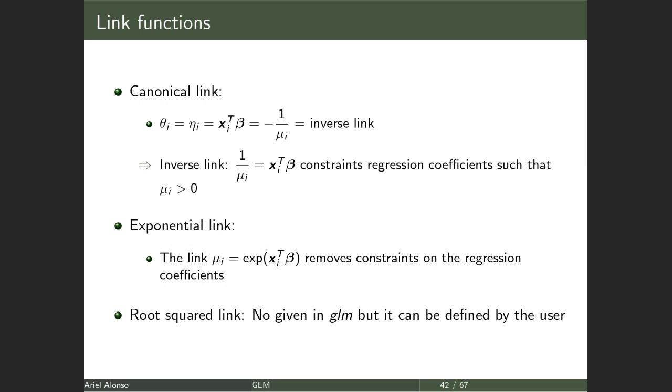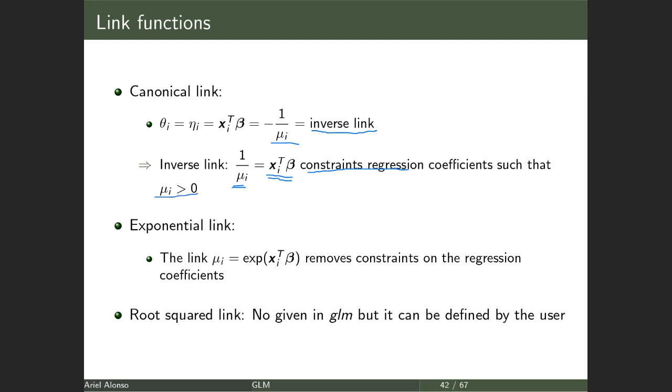The canonical link for the gamma distribution is just the inverse of the mean, minus the inverse of the mean. That will give you the canonical link. So the canonical link will be to model 1 divided by mu as equal to the linear predictor. You need to be careful because mu has to be positive and the linear predictor will not always be positive. So if you're going to use the canonical link, you need to use some kind of constraint. You need to constrain the regression coefficients to guarantee that the mean is always positive.